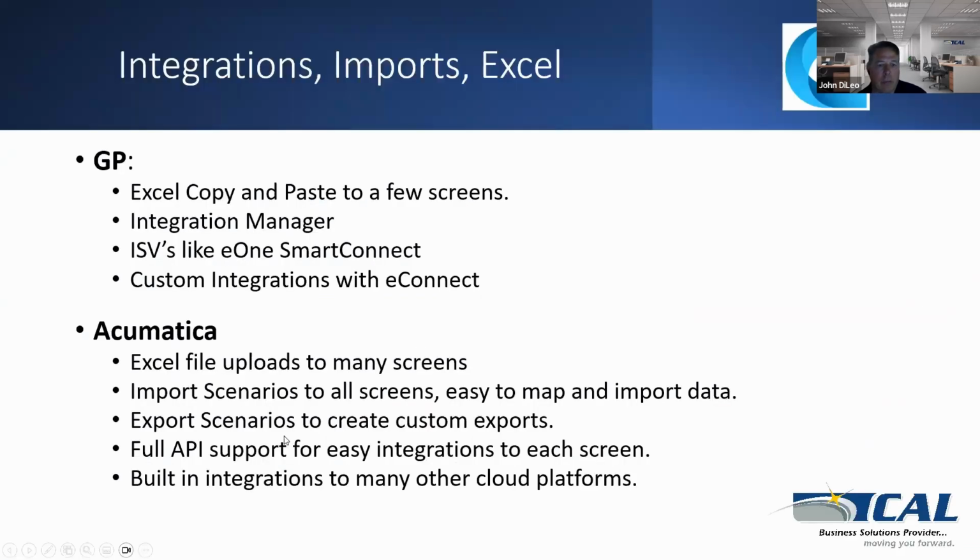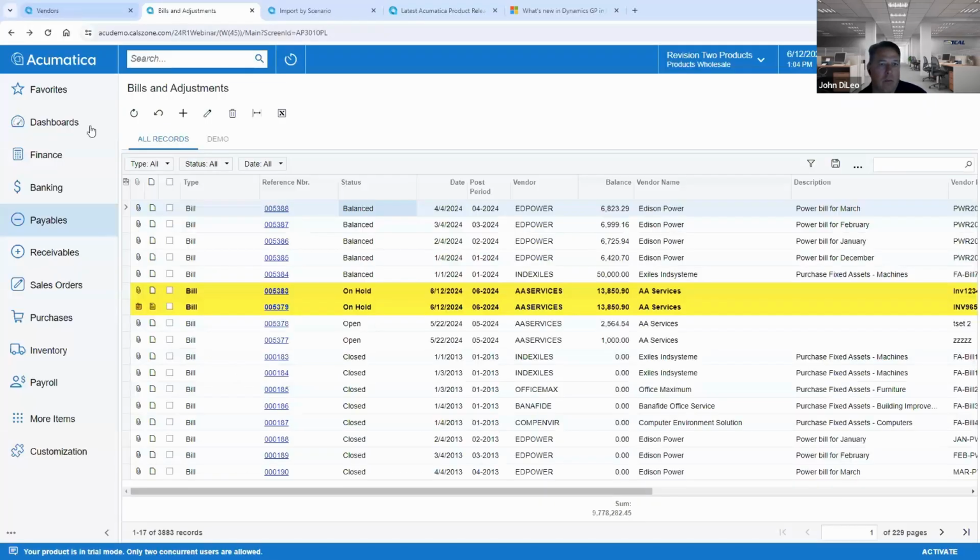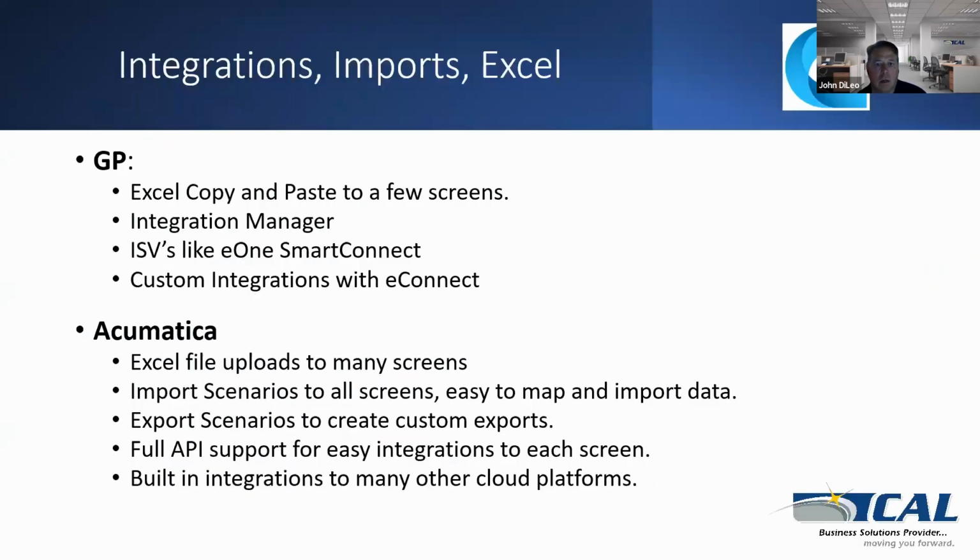Real simple mapping exercises. With export scenarios, you can create custom export files, right? Different file types. Again, it's fully API supported. So when you're looking at the web endpoints for Acumatica, they're called the same thing the screens are, and the API endpoints look just like the screens do. So it's all similar. The way they've built this is to make integration easy when needed. And then it has a whole series of built-in integrations to other cloud platforms as well.